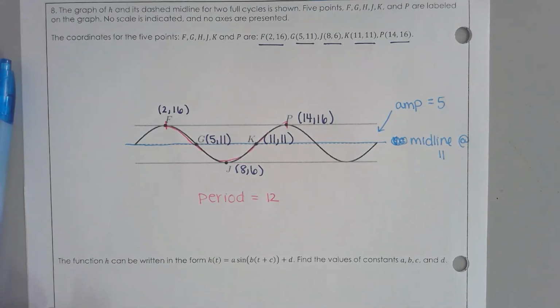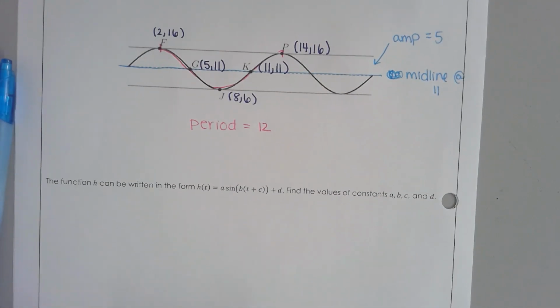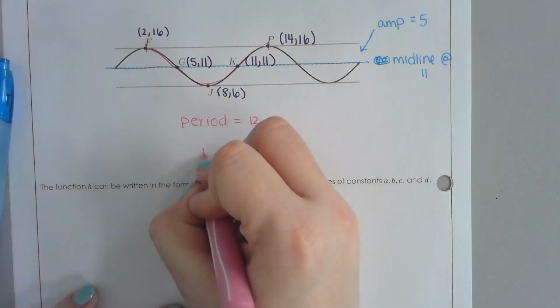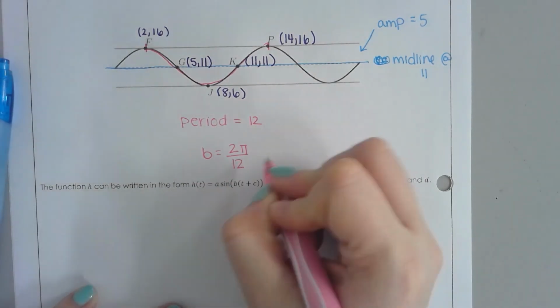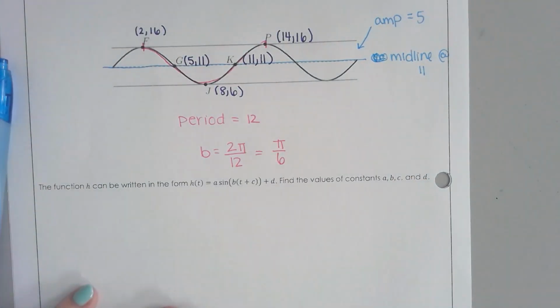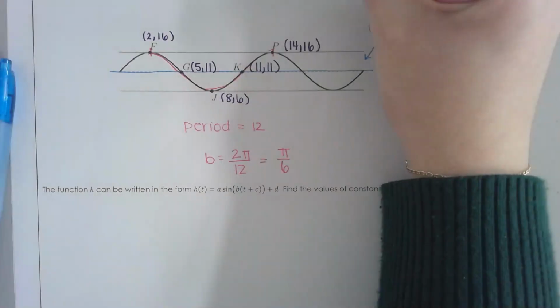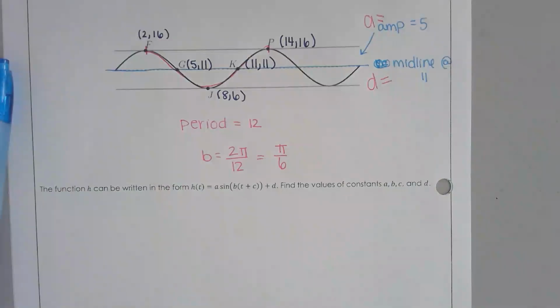Here's where I messed up. I was like, oh, that's our B. No, that's not correct. So the first time I did it, we had to go back and redo it. But remember, your B is 2 pi over your period. And so we get pi over 6 for B. So this is A, this is D, and that's B.